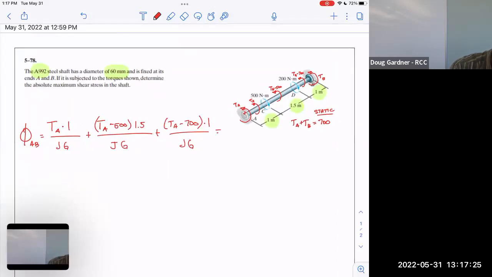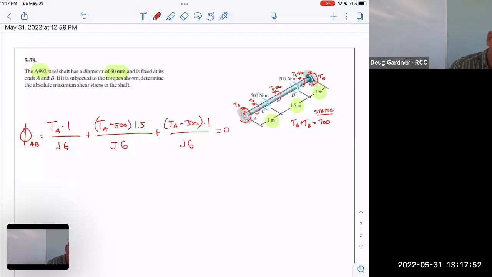That total twist has to be equal to 0. Do I need to go look up J and G? Does it make sense that, because every fraction there is divided by JG, I can multiply both sides by JG and it'll be gone? So I don't need to look them up. If I did look them up, they're still just going to disappear, but I guess I actually don't.